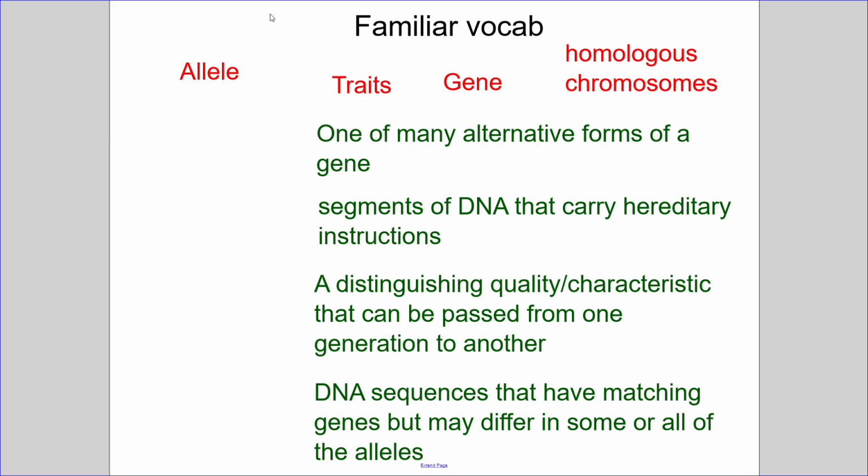All right, so let's get started. Before we begin, let's review a couple of key terms. Up here at the top, we have four key terms: allele, traits, gene, and homologous chromosomes. These should be familiar from the last chapter on cell division.